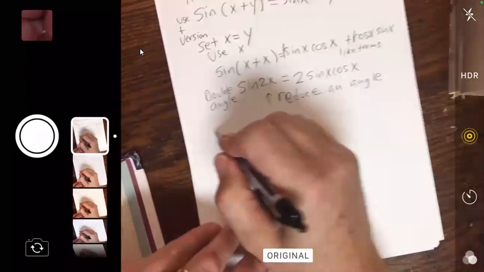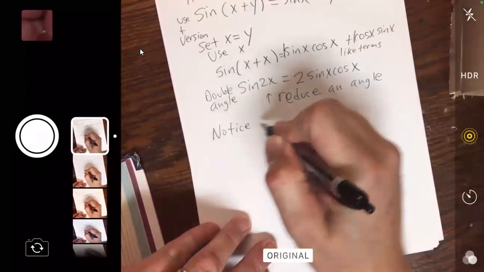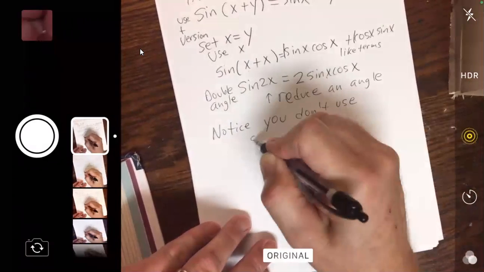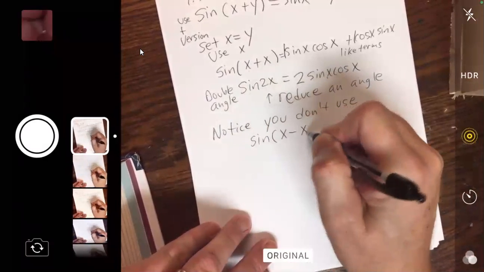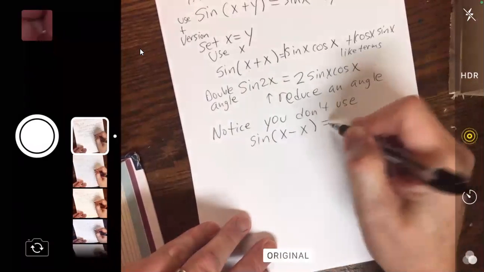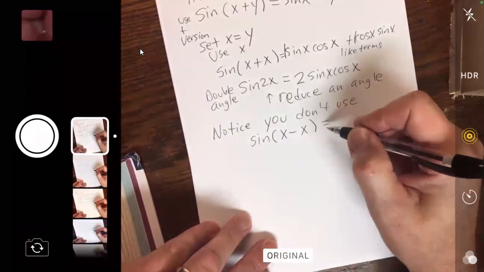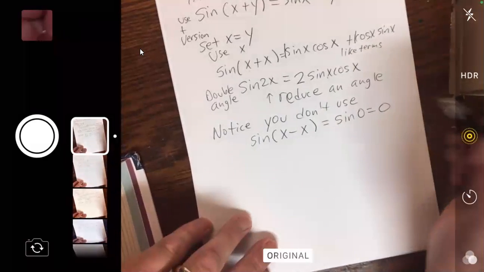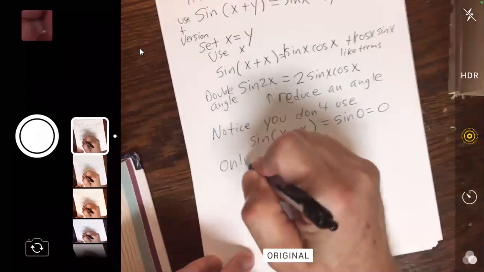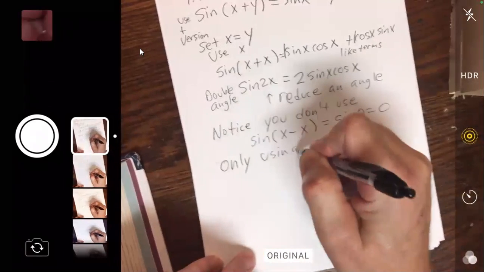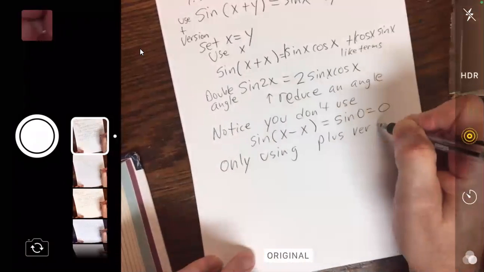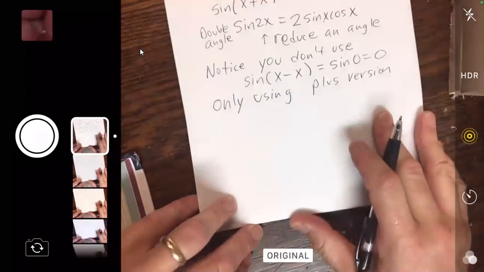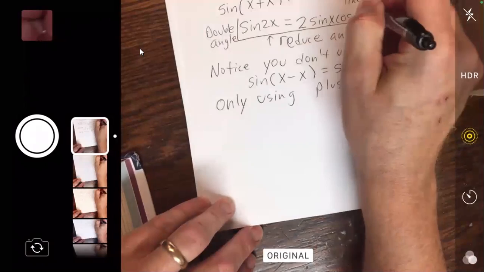All right. Notice you don't use x minus x. Remember, that would be sine of 0, which is 0, and you get nothing. So we're only using the plus version. All right. So this is very important. It's used a lot.